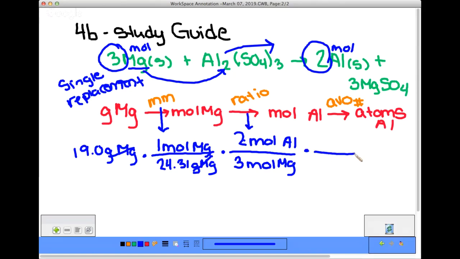Then to get to atoms, we're going to use Avogadro's number. Now those moles cancel out. So this is going to be 1 mole of aluminum, and then Avogadro's number is 6.02 times 10 to the 23rd atoms. Let me grab a calculator really fast and plug this into our calculator.